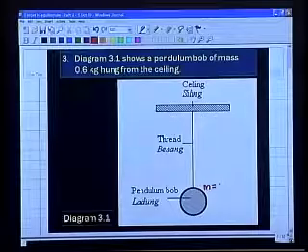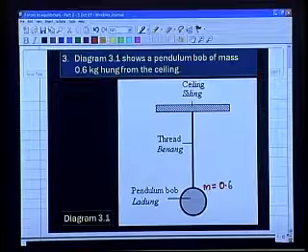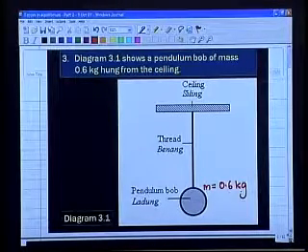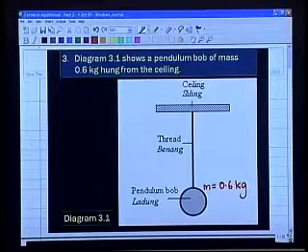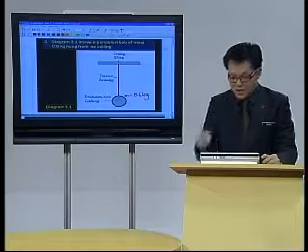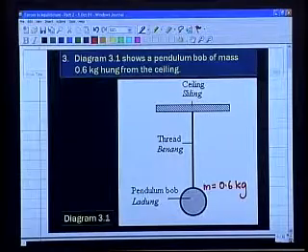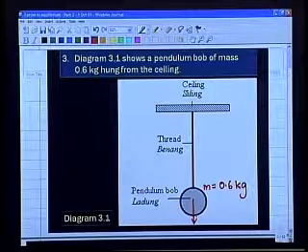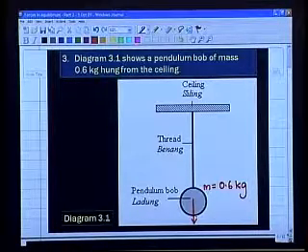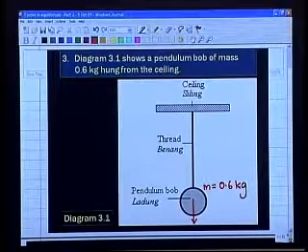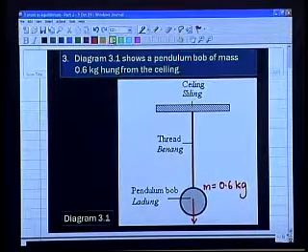What is the mass? The mass equals 0.6 kilograms. Write it down. Is mass the weight? No. Alright? So, if M or the mass is 0.6 kilograms, you have also got to write down what is the weight? What is the weight of this pendulum bob?